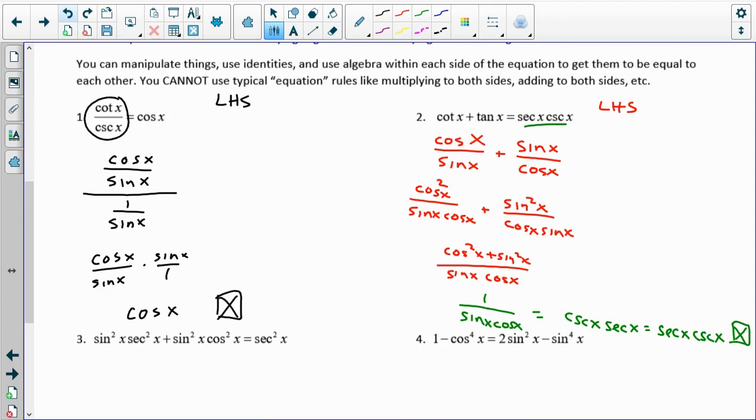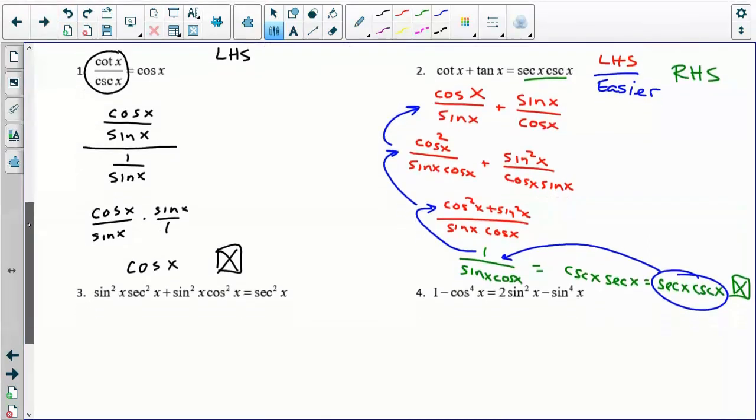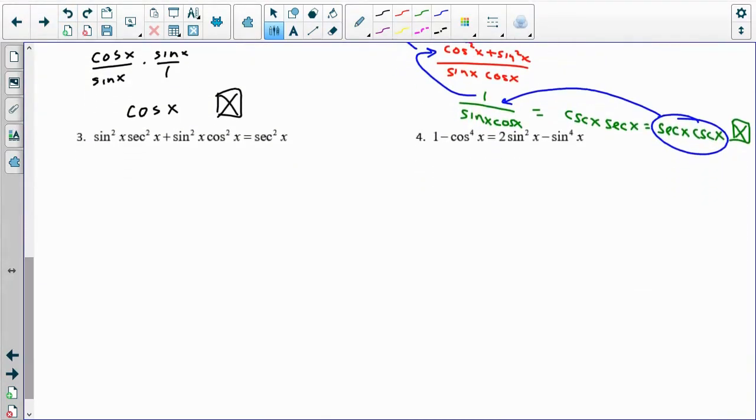Now, one of the interesting things is I also could have worked with the right-hand side. If I worked with the right-hand side, what I would have done is I would have started here, rewritten everything in terms of sines and cosines. Then I would have had to make this logical leap that 1 is cosine squared plus sine squared. And then I could manipulate my way back this way. So working with the left-hand side was a lot easier in this problem because I wouldn't have had to take 1 and convert it into cosine squared plus sine squared. It's a lot easier to take cosine squared plus sine squared and convert it into 1.